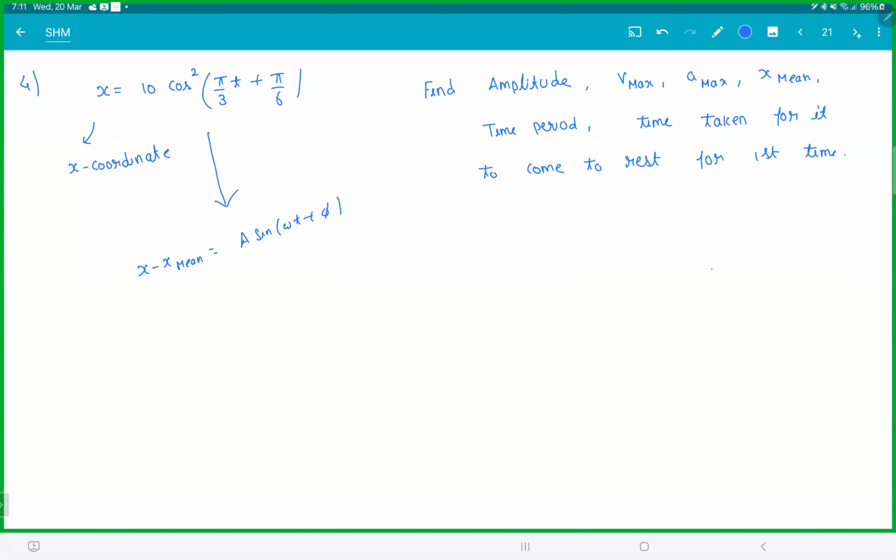I'm weak in max, so it is fine. How do we do this? Take a minute. Convert that cos square into sine power 1.